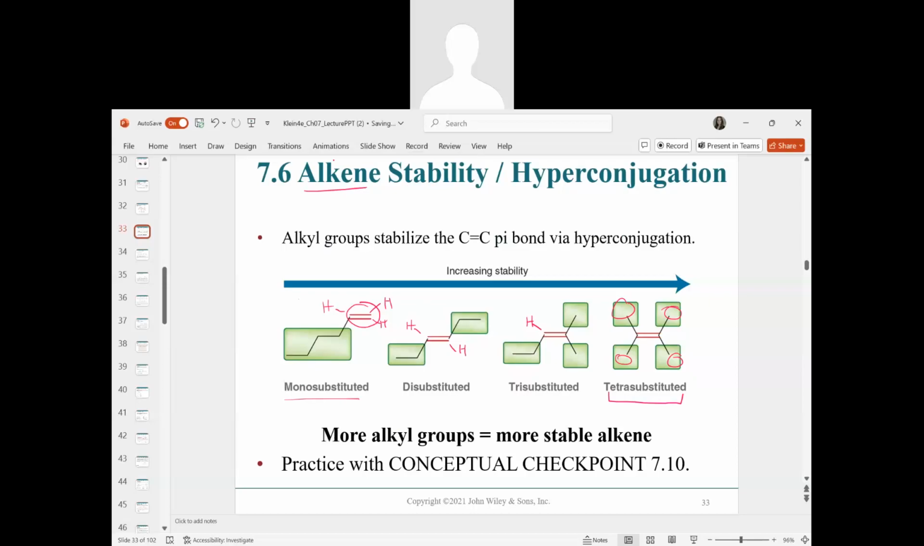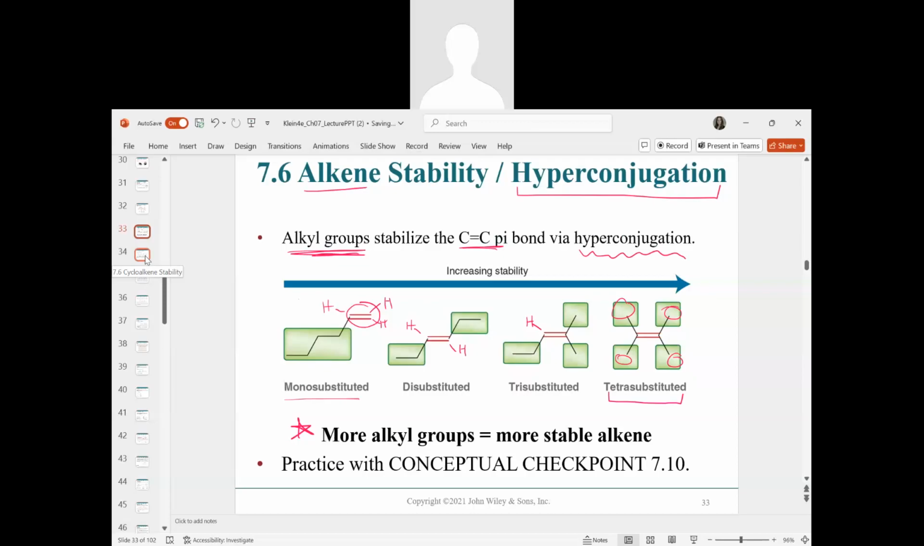And the reasoning behind this is something that we call hyperconjugation, and you'll just need to know a very brief definition: the increase in alkyl groups helps to stabilize the C=C pi bond via this term that we use called hyperconjugation. So in the end, the simple way to look at this: the more alkyl groups, the more stable the alkene.